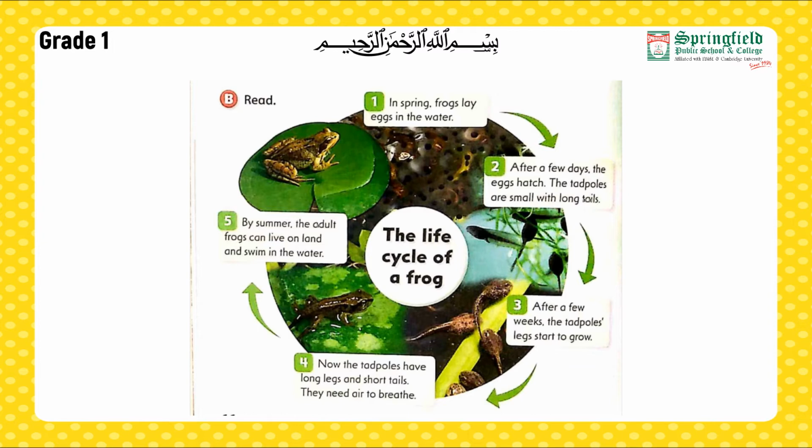So first of all, I am going to read step number 1. Now what you have to do is to listen to me very carefully, read after me and hold your pencils in your hand. You also have to underline or circle the sight words. Now, step number 1. In spring, Frogs lay eggs in the water. Now kindly underline lay eggs.